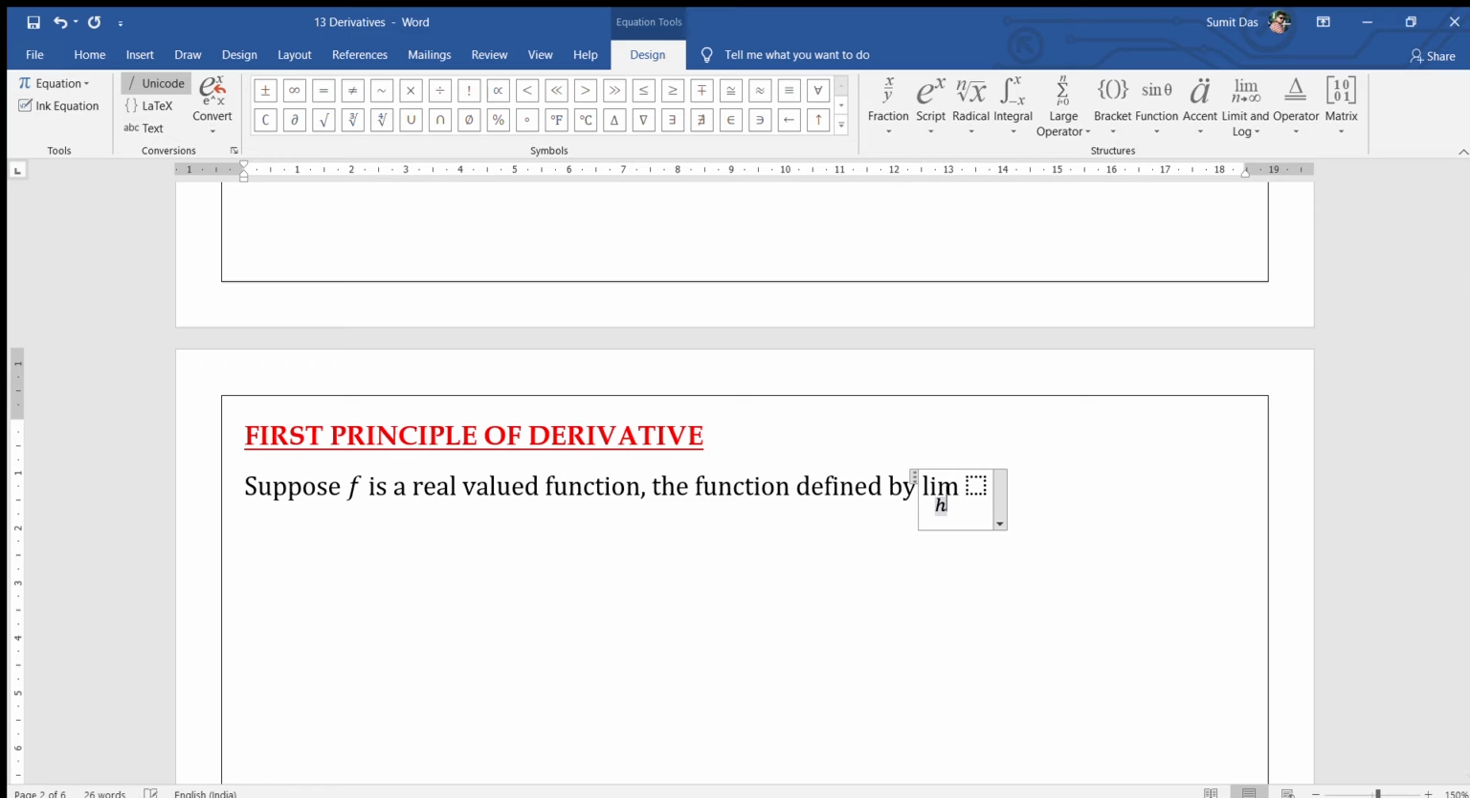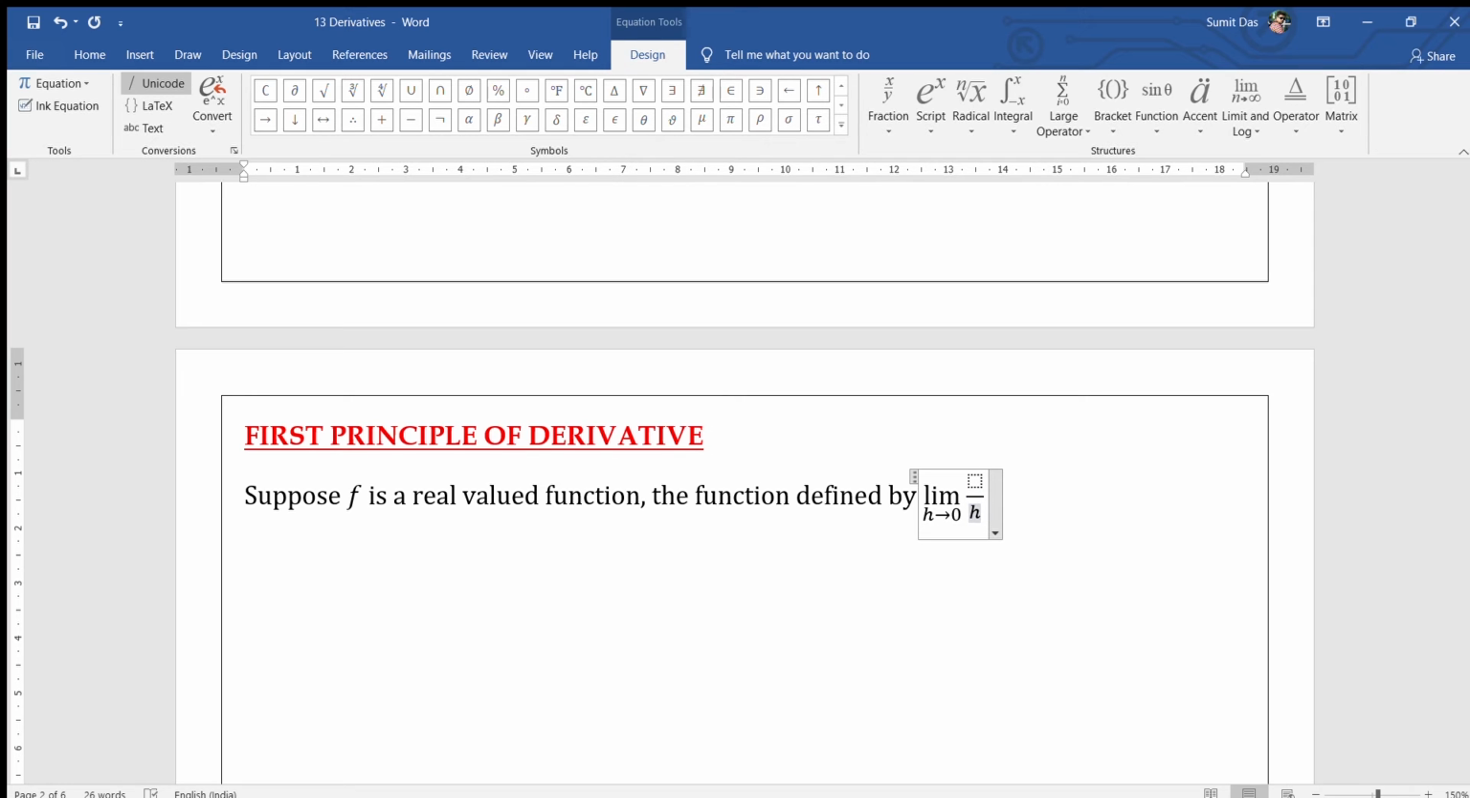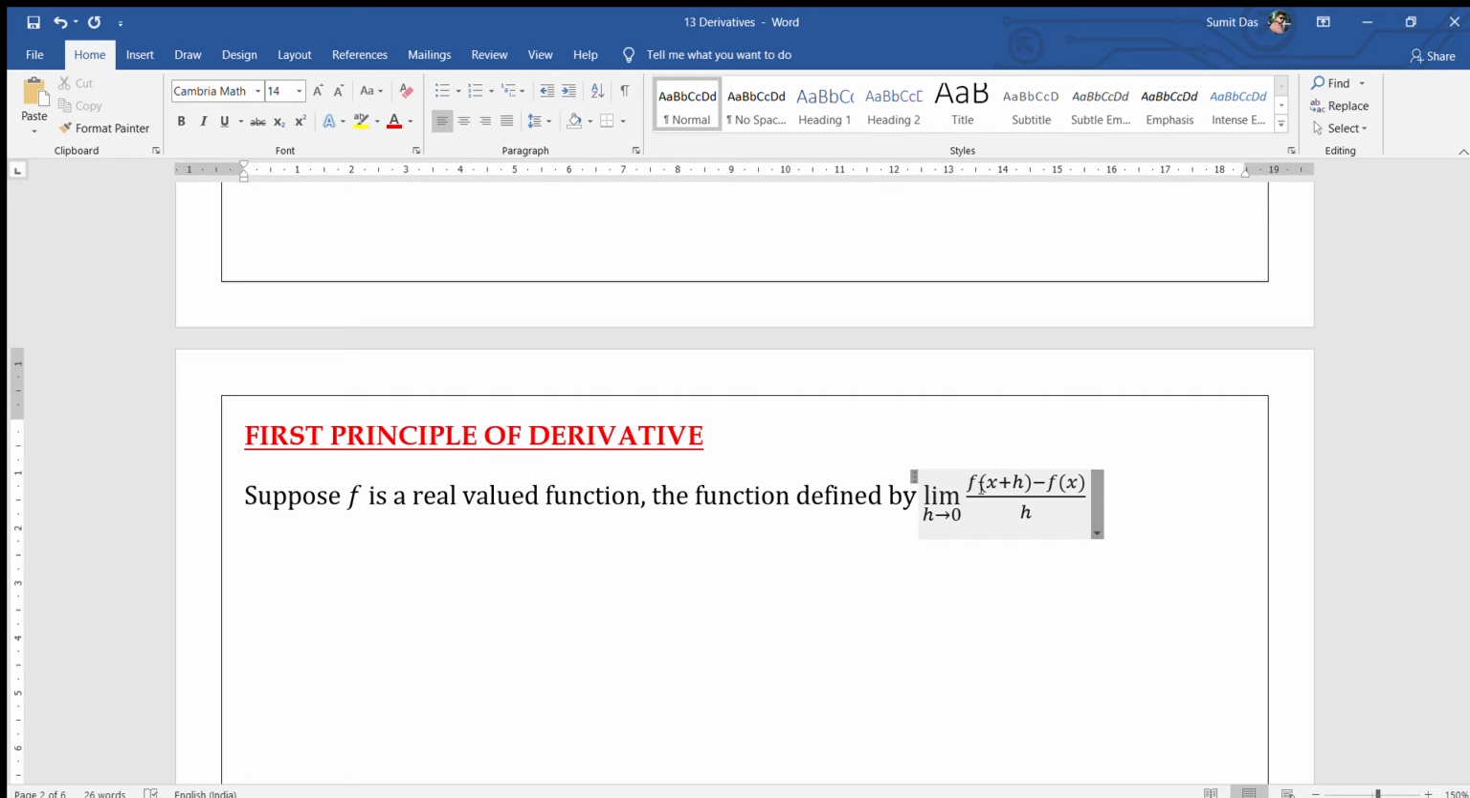limit h tends to 0, of f of x plus h minus f of x divided by h, where the limit exists. Okay, in the meantime, I'm writing this one.